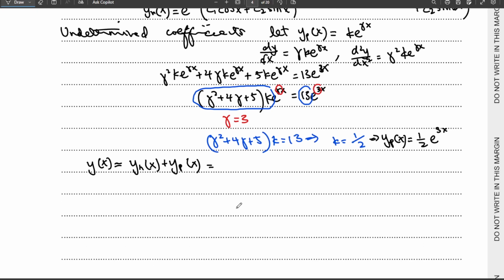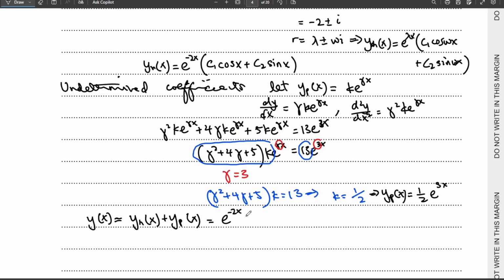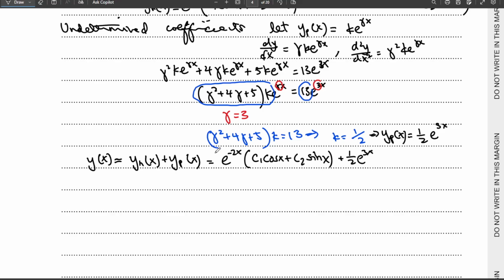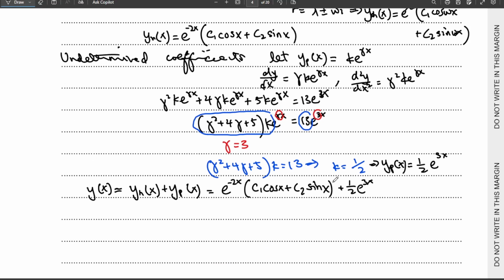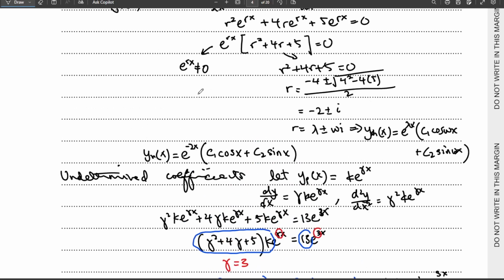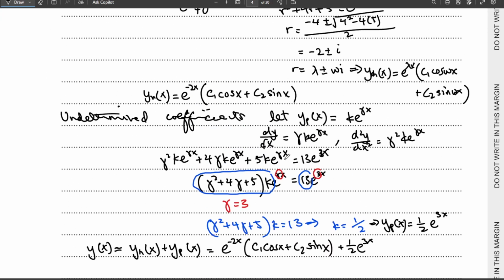So we just add it: e to the negative 2x times c1 cosine x plus c2 sine x, plus half of e to the 3x. Okay, up to here, this is only the general solution, because we have two unknown coefficients that we still need to find, c1 and c2, which we call the arbitrary constants. Then, given these initial conditions, x equals 0, y equals 1, and dy/dx equals 0, we can use that information to solve for these two coefficients.